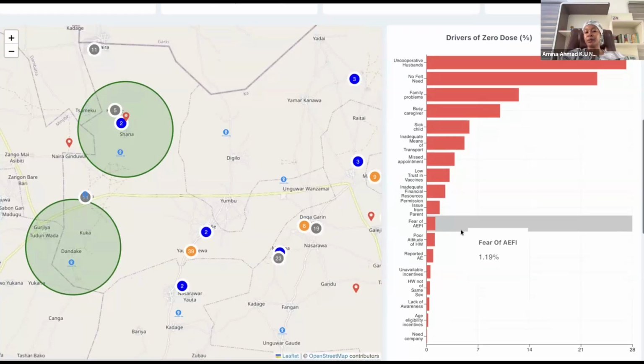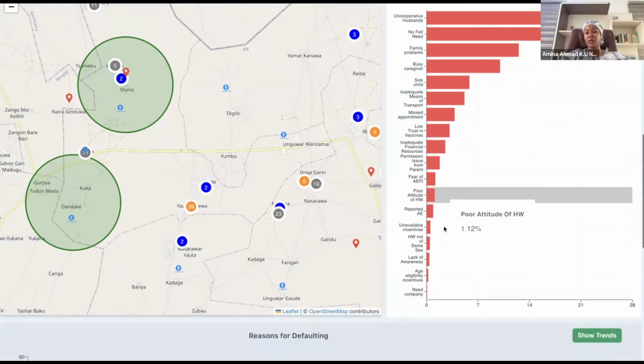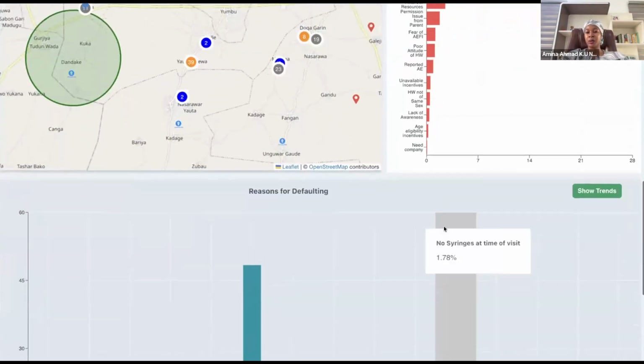Some of the recent drivers is unavailable incentives. There are some interventions that were giving incentive to caregivers so that they come to health facilities. Even though in some areas it has worked, we saw a drawback: if the caregiver goes to the health facility, transport won't be an issue, they will actually go. But if that incentive is not available, they will refuse to take the vaccine and go back home because of the unavailable incentive. So all this is being tracked for the government to make informed decisions on how this will be addressed.